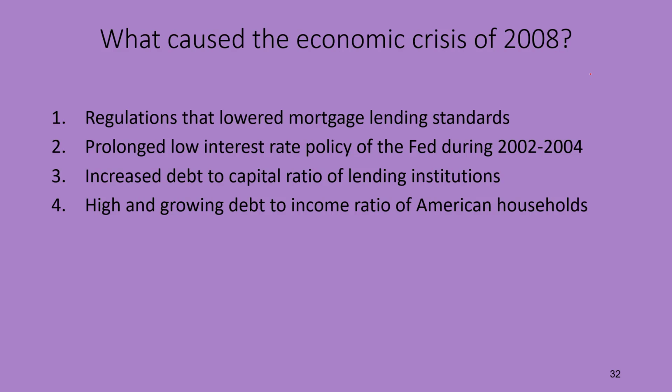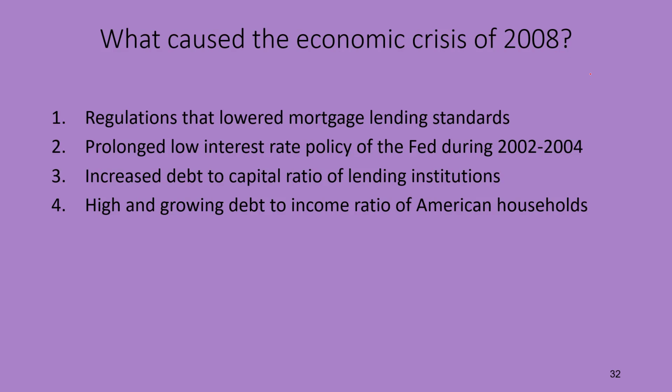People who probably shouldn't have been getting loans for homes were starting to get loans. You combine that with, again, some mistimed monetary policy from the Fed, and you're going to create a bubble and burst in the housing market. And that burst was particularly bad given that we have some increased debt to capital ratio of lending institutions, and also you have high and growing debt to income ratio of American households during this time period.